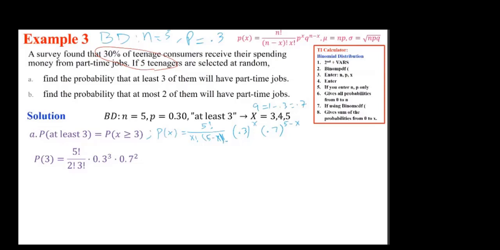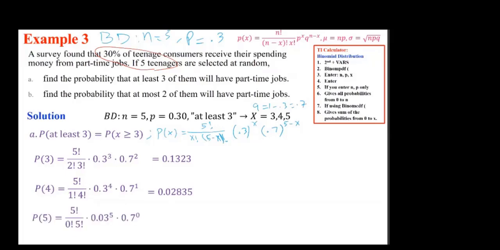So this is for number 3. You have the general formula in blue. We plug in number 3. We come up with the answer. You plug in number 4. We come up with an answer. You plug in number 5. Needless to say, 0.7 to the power of 0 is 1. And now you have to add all those numbers. So add them up, and that's your answer for part A. So that's for at least 3.